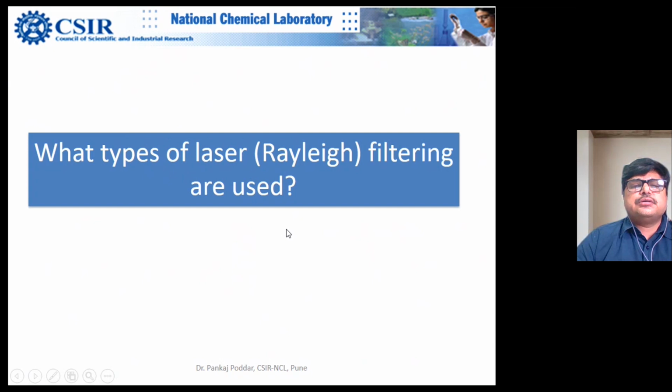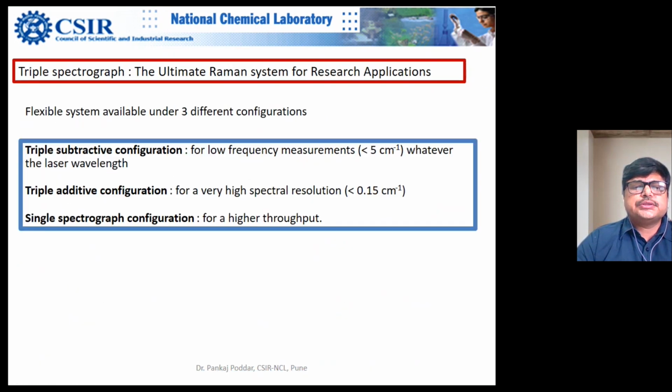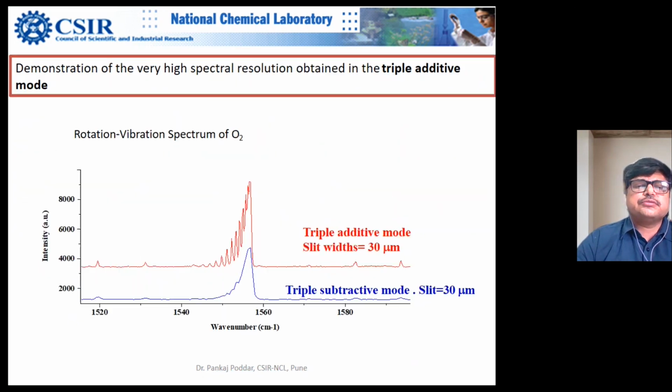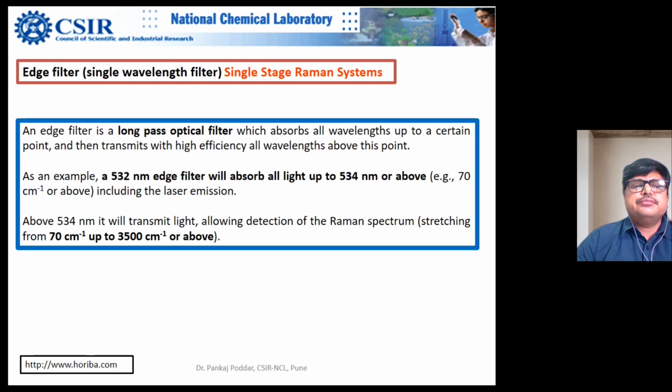So Rayleigh filters are of two types. If you don't have money, or if you don't have access to a triple monochromator system, then a single monochromator system with filters is fine. There are two filters: the edge filter and the holographic notch filter. Actually, the purpose is the same.